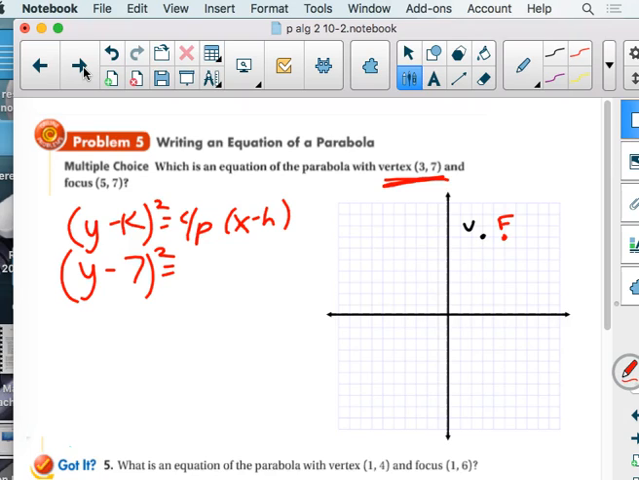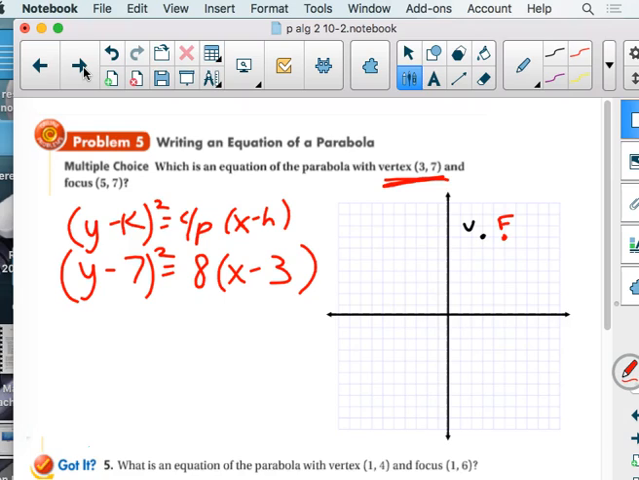Does the 7 become negative 7? The formula itself already has negatives for both h and k in this one. So that means all we do is put in the h and k. If we have negatives for our coordinates for the vertex, then yes, it's going to become a plus. I think we know how far it is from the vertex to the focus. Yeah, it's 2. We see that right up here. It's 2 units. 4 times 2 is 8. What goes in the parentheses? X minus 3.